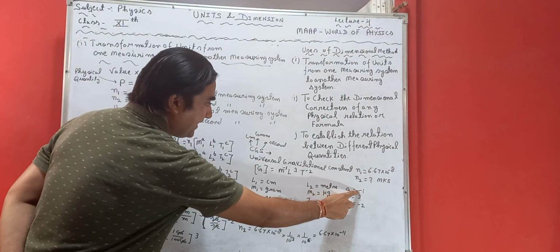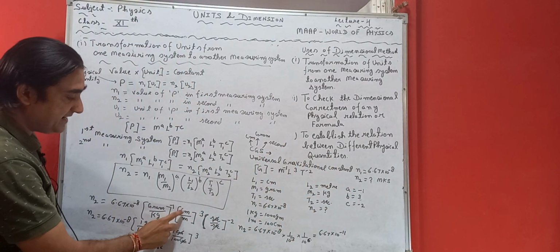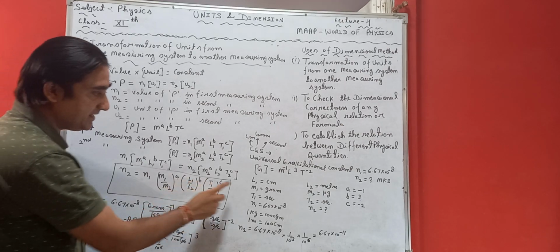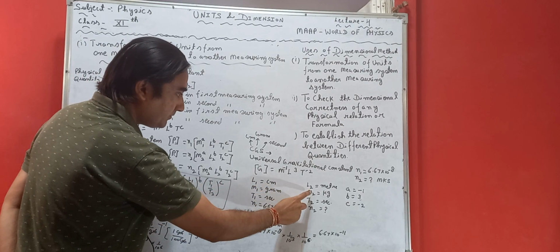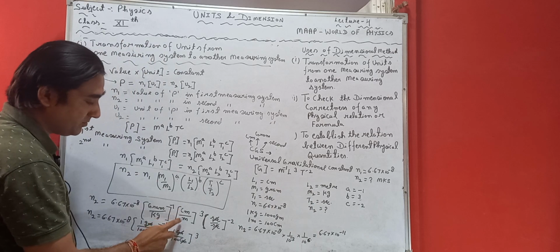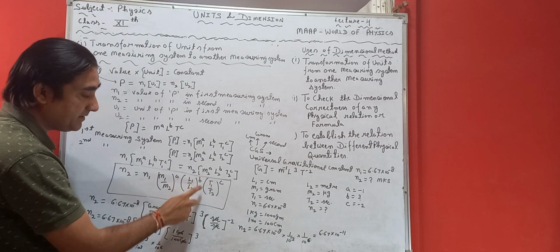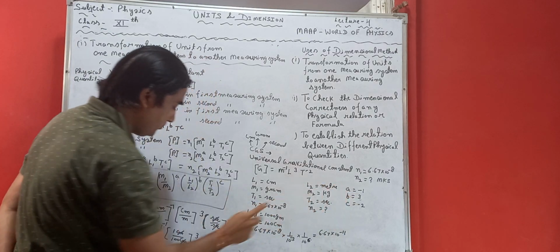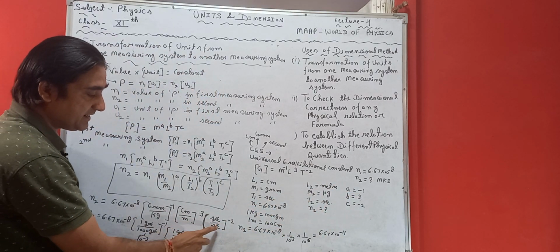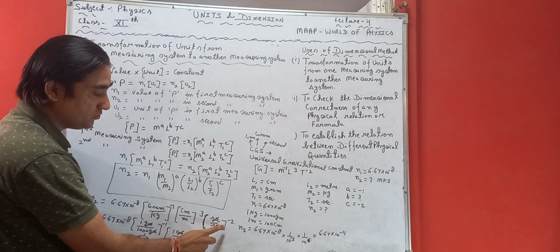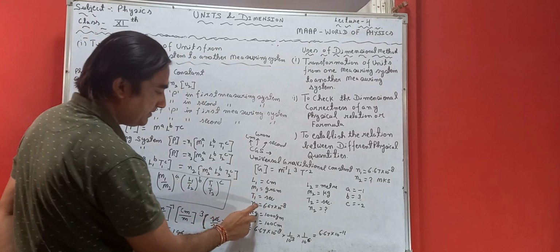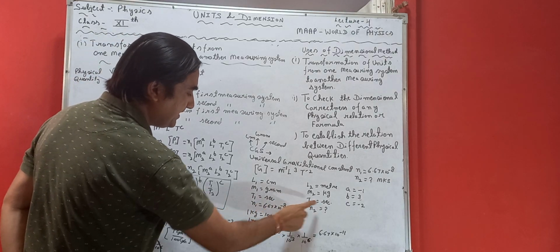What is the value of A? Minus 1. Centimeter upon meter, L1 in centimeter and L2 in meter. So then I have written centimeter upon meter raised to power B. What is B? B is equal to 3. Then second upon second raised to power minus 2, because time in both the systems is second only.